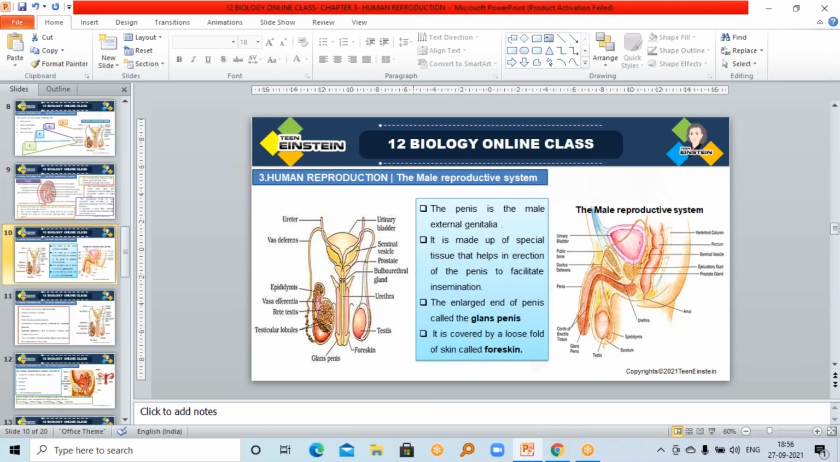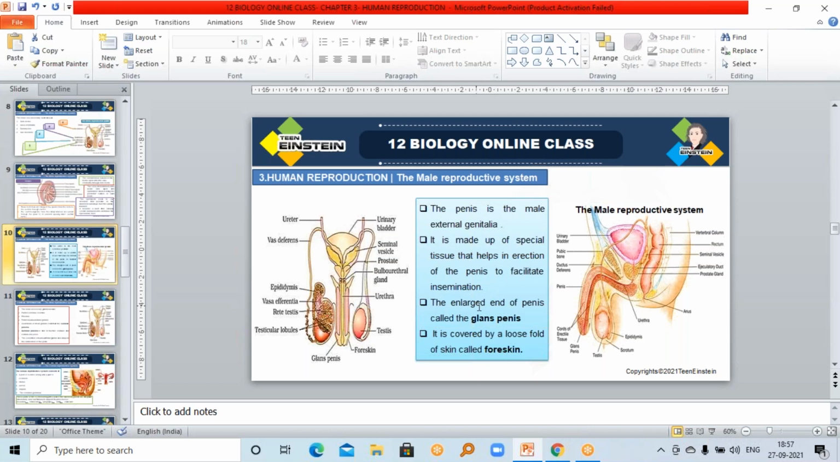What is insemination? The deposition of the semen into the female reproductive tract. That occurs with the help of this penis. For the erection of this penis, there are specialized tissues that help in insemination, meaning deposition of semen into the female reproductive tract.